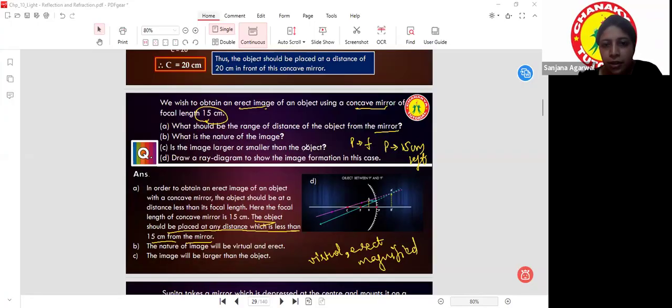Is the image larger or smaller than the object? Of course, it will be larger. Draw a ray diagram to show the image formation in this case. So we have just drawn this diagram in the ray diagrams. Please practice.